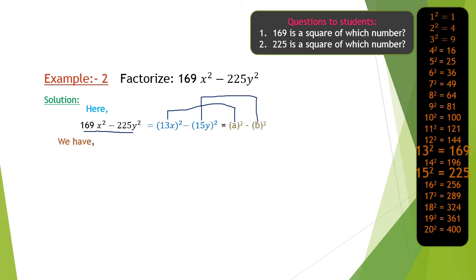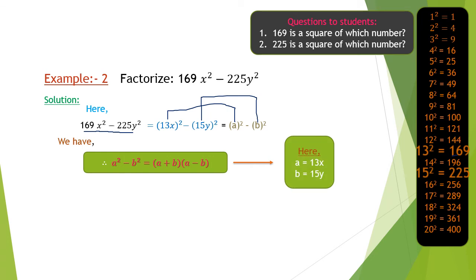So we know a square minus b square is equal to a plus b and a minus b. And now it is confirmed that a is 13x, which we have already noticed, and b is 15y. Now a will be replaced by 13x and b will be replaced by 15y. So 13x square minus 15y square is equal to 13x plus 15y times 13x minus 15y. It's the answer.